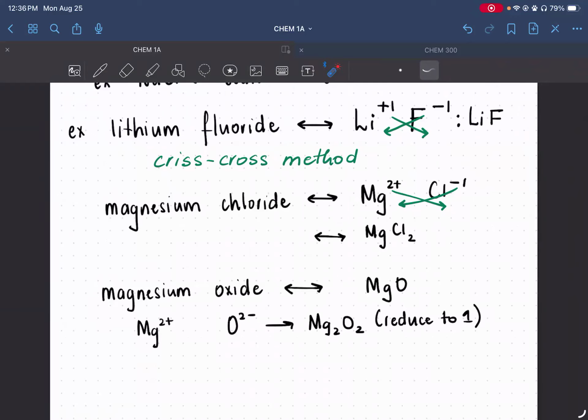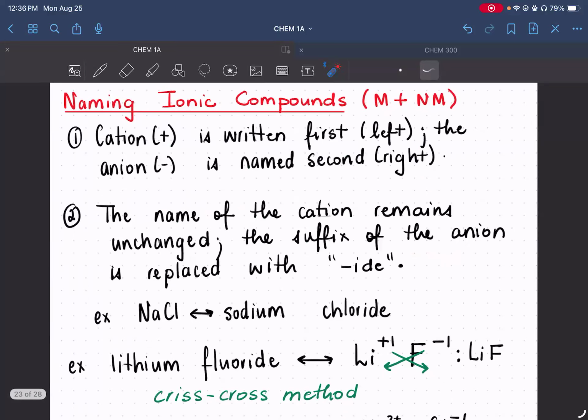I see a hand. Yes. Okay. Very good question. That comes back to the naming of ionic compounds. The names are unchanged for the cation, but for this anion, it's replaced with "ide." The di-tri stuff that you're talking about actually applies to covalent compounds. We're not there yet. We're just going to be there in a couple minutes.